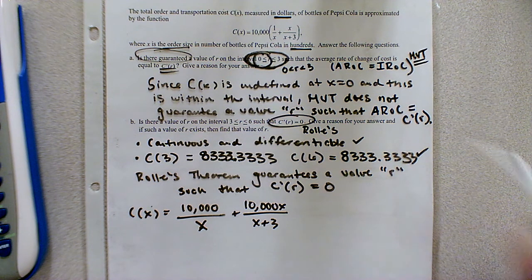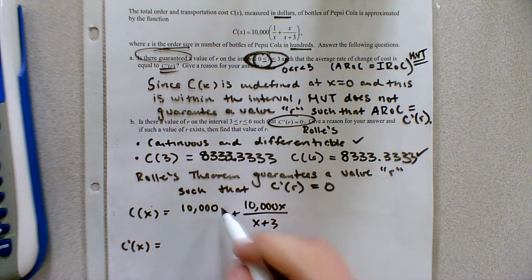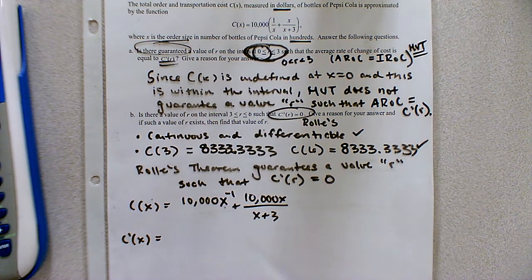It looks like we would turn that into 2 quotient rules. So our derivative, well, this one might be a little simple. If I go ahead and rewrite this, bring the x up, make it a negative power, I can change that into a power rule. So that one was pretty simple.